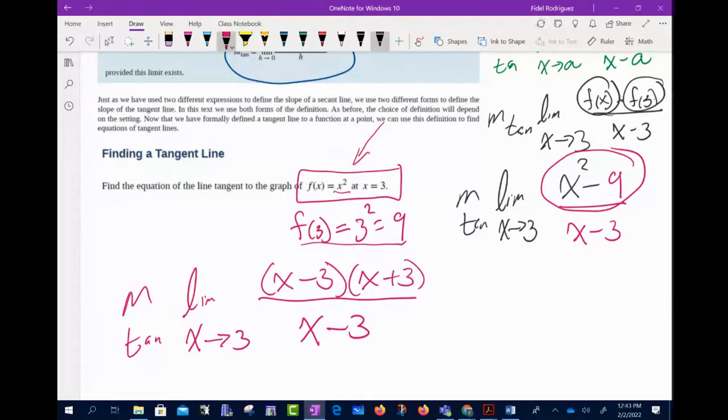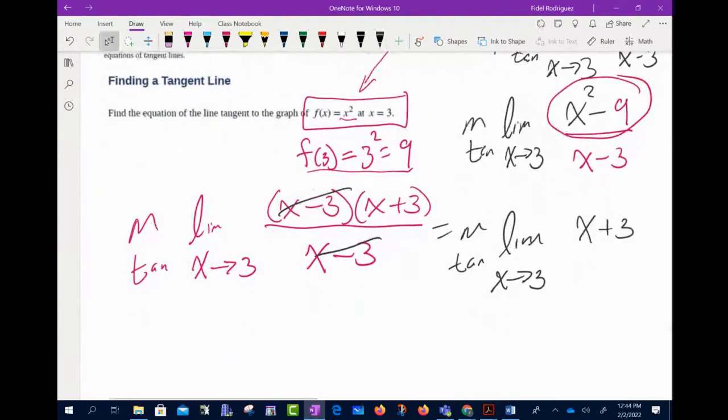All right, what can we get rid of here? What's the common factor that we're going to get rid of? Yeah, the x minus 3. So now the slope of the tangent line is the limit as x approaches 3 of x plus 3. So what is that limit going to be equal to?